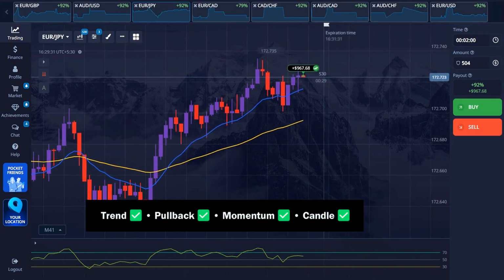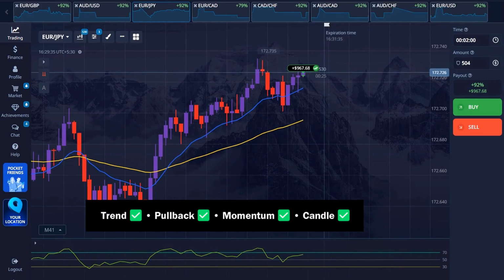This one finishes in the money. Nice continuation from EMA-14 with RSI holding above 50.